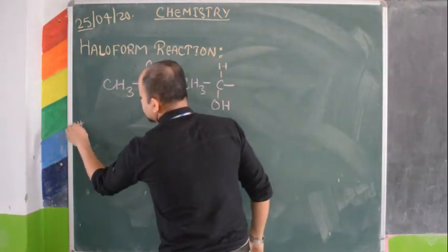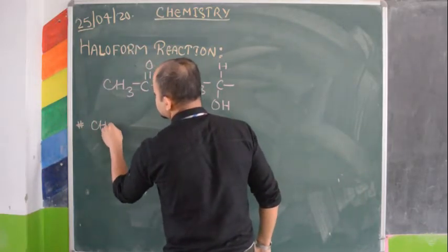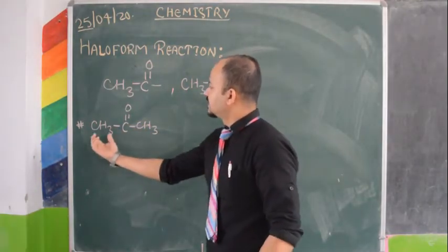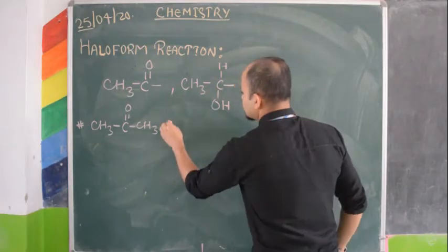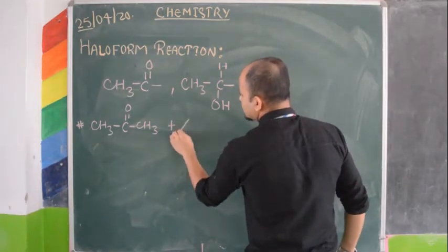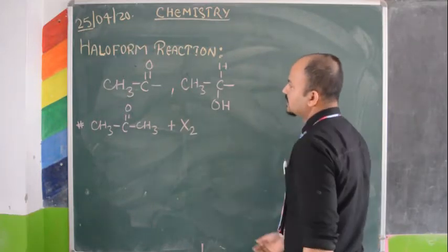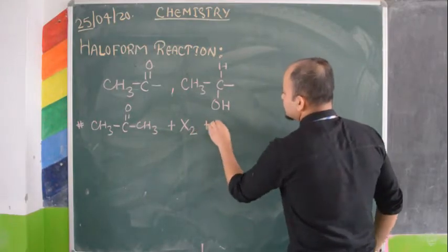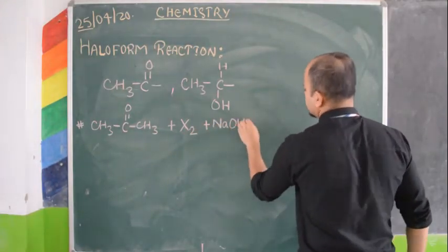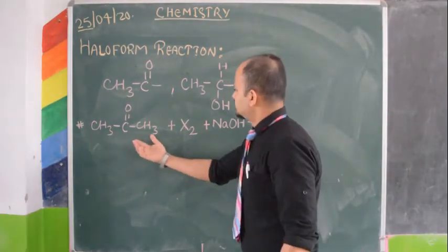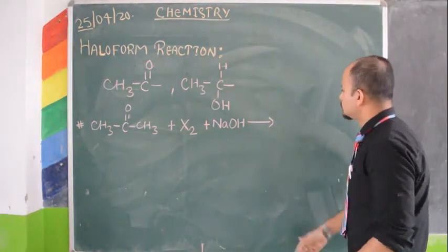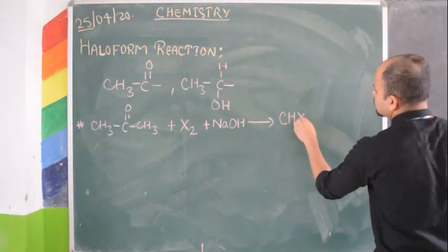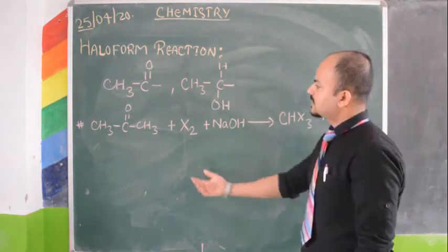So let me write the reaction. Let me take an example: CH3 C double bond O CH3. So this compound contains CH3 C double bond O. Whenever such compounds are treated with halogens, halogen is represented generally as X2, and in presence of NaOH, the reaction will give you haloform, that is CHX3, plus, now this is a ketone.